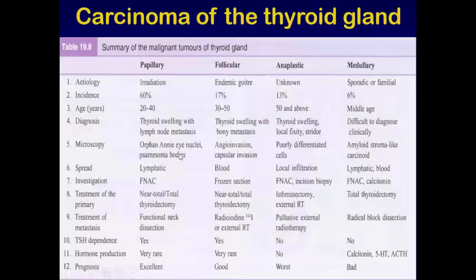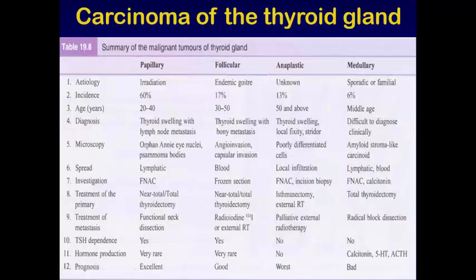Also, we can see there are psammoma bodies. While in follicular carcinoma, we may find angio invasion and capsular invasion. In anaplastic carcinoma, usually there is a poorly differentiated sheet of cells. In medullary carcinoma, amyloid stroma, like carcinoid. The spread of these tumors is lymphatic in papillary, blood, hematogenous spread in follicular mainly, local infiltration mainly in anaplastic, while in medullary carcinoma it is lymphatic and hematogenous spread.